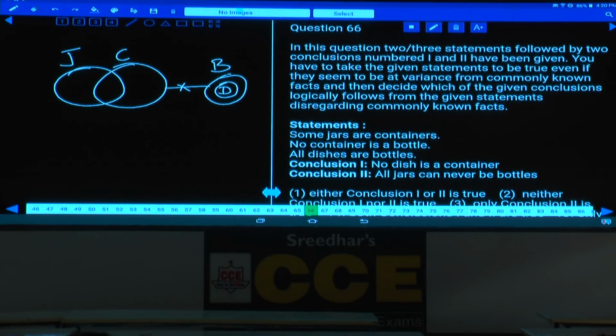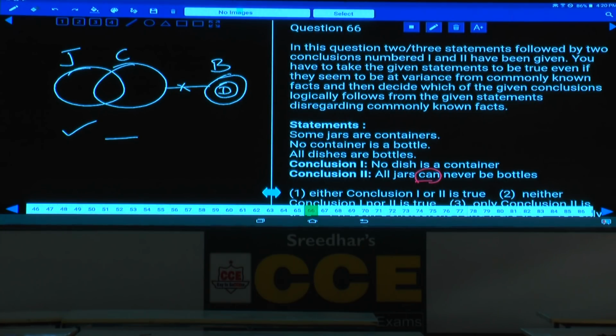Isn't it? Then the first conclusion. What is the conclusion here? No dish is a container. As of now, it is definitely true. All jars can never be. All jars can never be is what? It is a possibility. Can stands for what? Can stands for possibility.